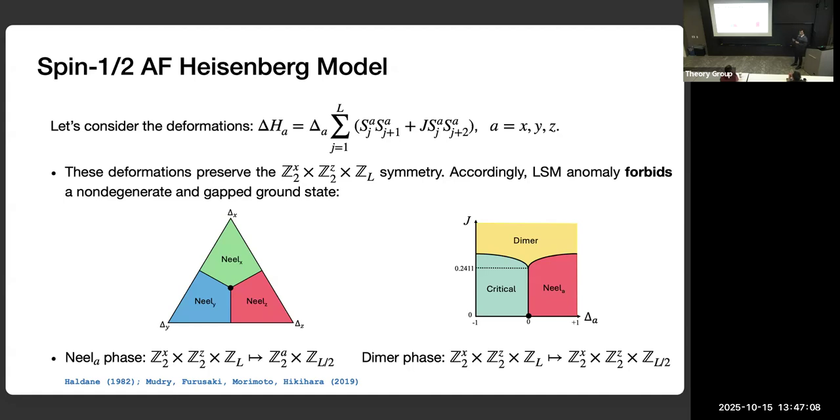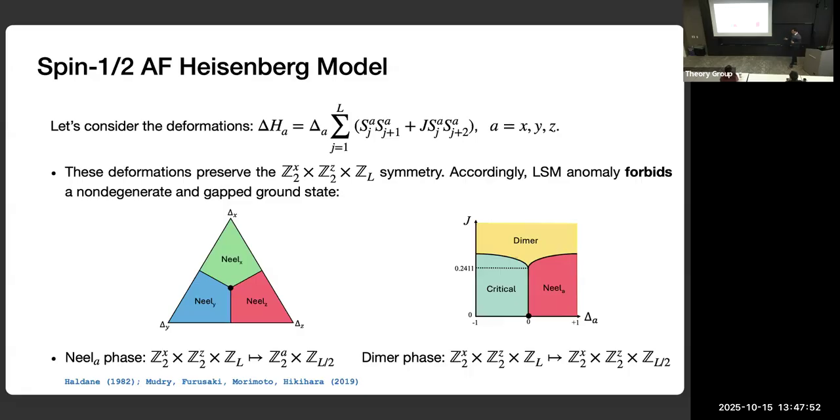These perturbations preserve only that particular subgroup that I wanted to choose, namely Z2X times Z2Z internal symmetry and translation. According to the LSM theorem, there is what's called an LSM anomaly that forbids a non-degenerate gapped ground state. Indeed, if you perturb this critical point, labeled by the dark black line here, actually this entire line is the same criticality, I think, by these perturbations you only open a gap at the cost of breaking one of the discrete symmetries, namely the Néel phases. If you tune J to 0 and just turn on the anisotropy, you drive the system to one of the Néel phases.